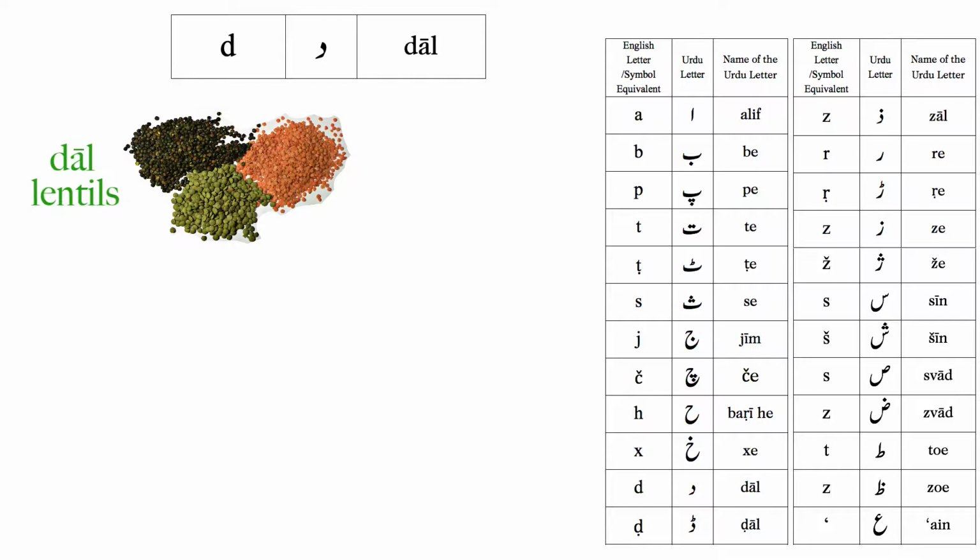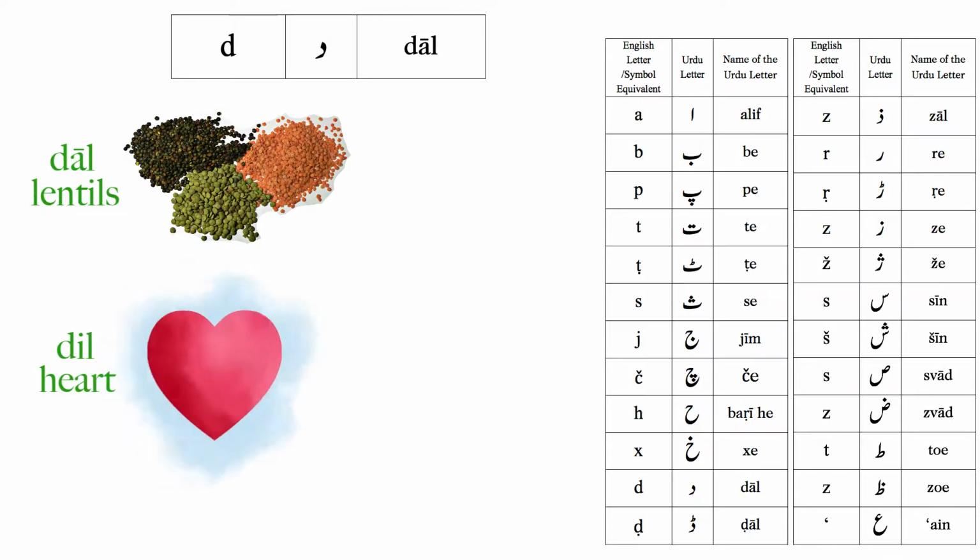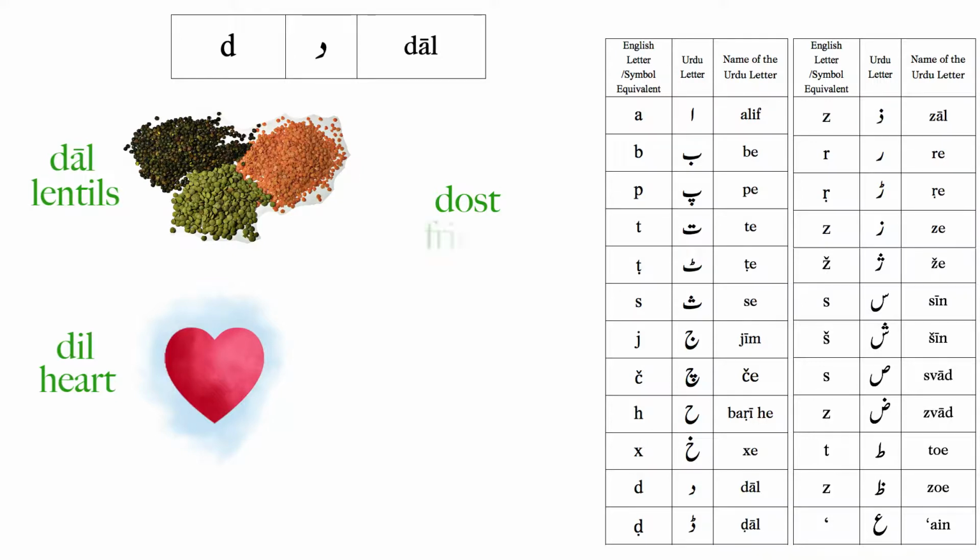Our next word is dil. Dil means heart. And our final word is dost. And it's another feel-good word. It means friend.